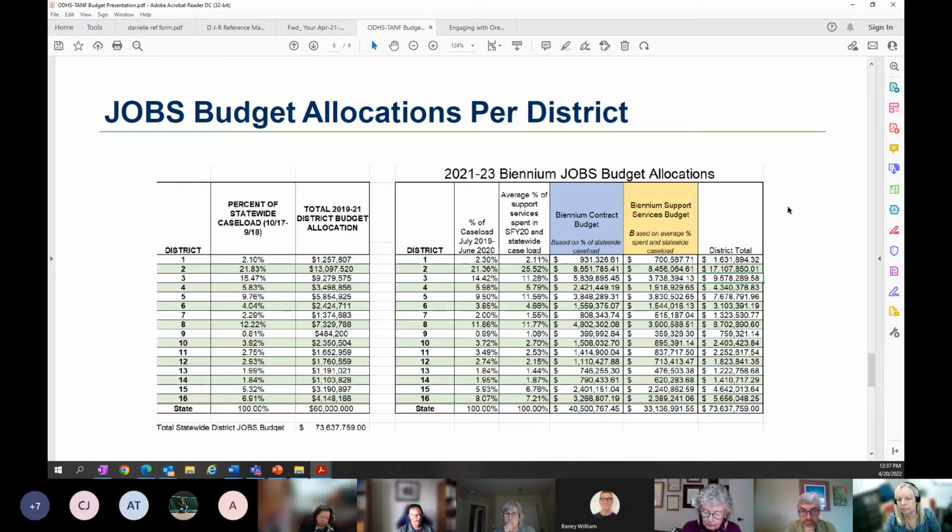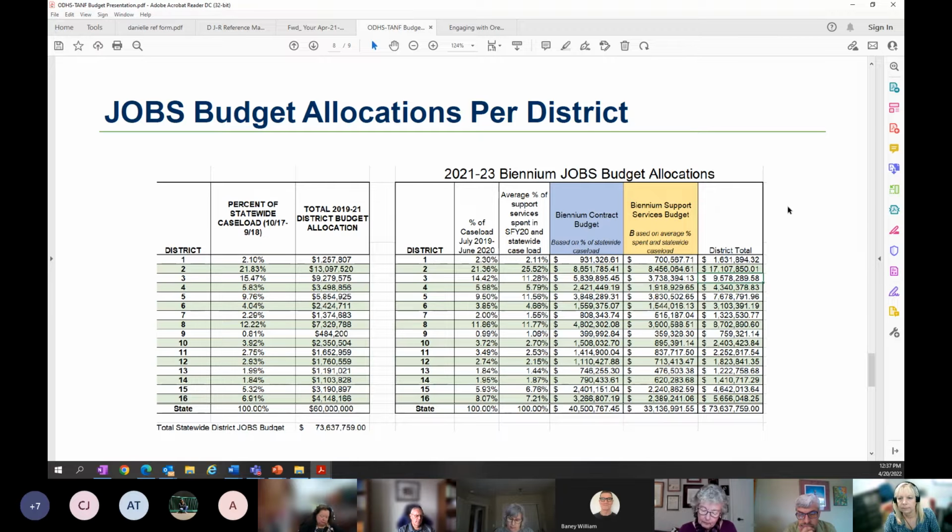And so, as you can see, based on our initial calculations and formula for contracts for this biennium, we allocated out about $40 million, and for support service dollars, we allocated out about $33 million to the districts. Now, as they go through and do their contracting, these dollars change just a little bit in exactly how much is out there, but it's pretty close. I think we ended up closer to about 42 million in contracts and about 31 million allocated for support services.